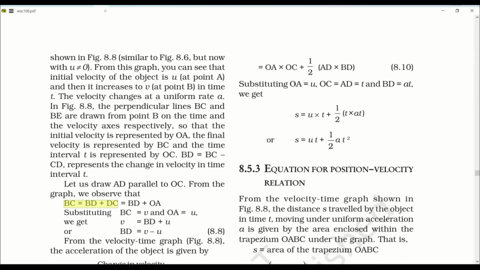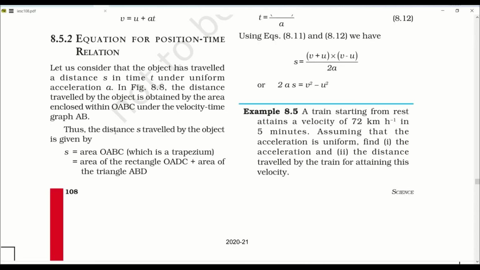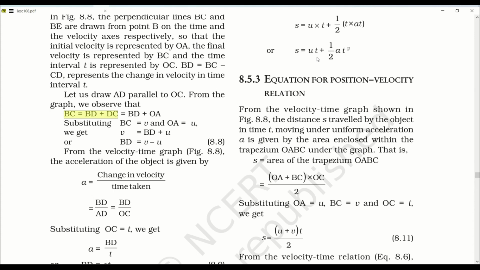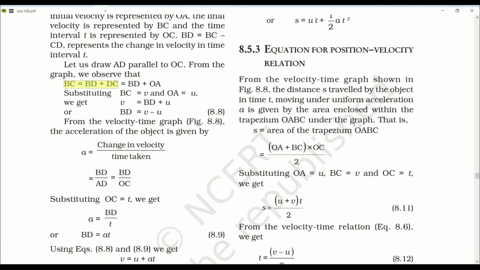What is OA? That is u. OA is u, that is the initial velocity. OC is equal to AD, that is t, and BD is equal to at. So what you will get, S is equal to the distance S traveled by the object, given by displacement is equal to ut plus half at square. Equation for position velocity relation.